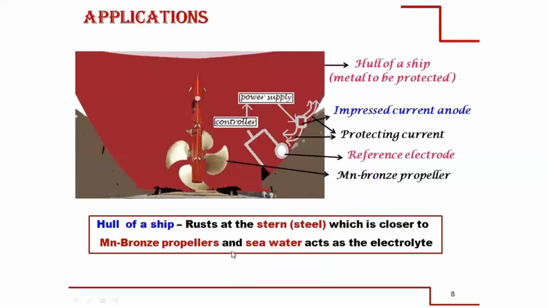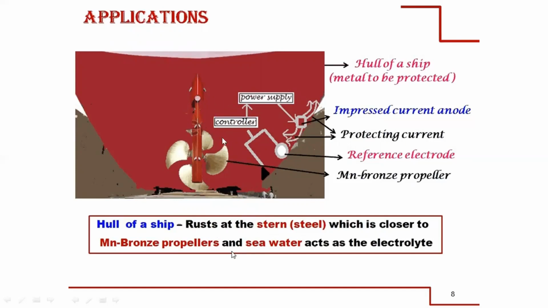Now we'll see a real-time application of this impressed current method: the hull of a ship. Rust at the stern, which is made from steel, which is closer to the manganese bronze propeller, and seawater acts as the electrolyte. We'll understand one by one. The hull of a ship is the bottom of the ship. Rust at the stern means steel. Usually the body of the ship is made from steel.